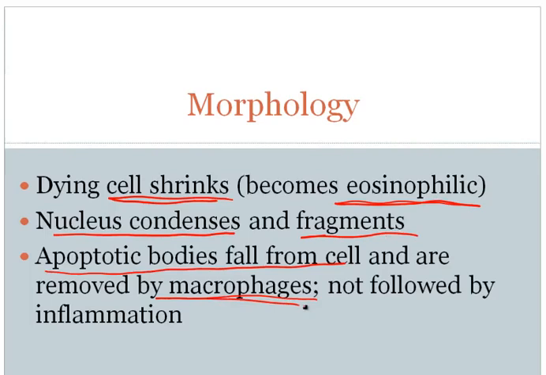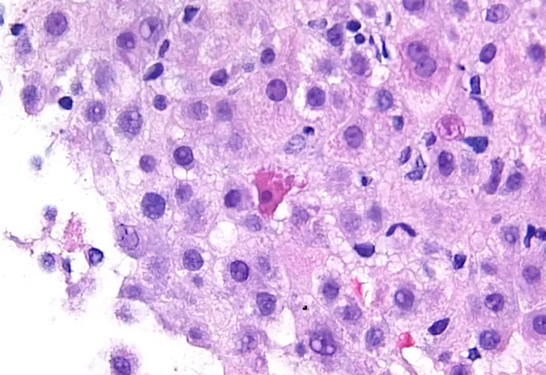Apoptotic bodies are removed by macrophages. There is no inflammation, no acute inflammation that follows apoptosis. And this is important because it's a contrasting point against necrosis. Remember that necrosis is followed by acute inflammation, whereas apoptosis is not followed by inflammation.